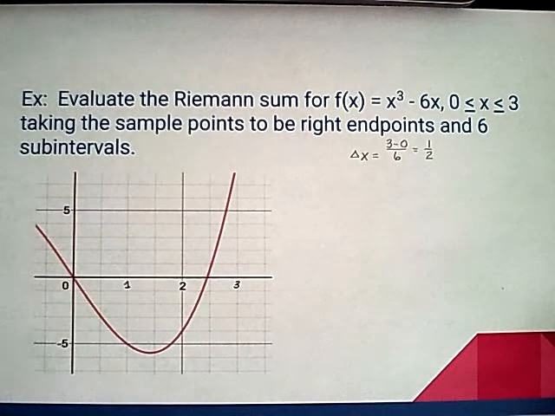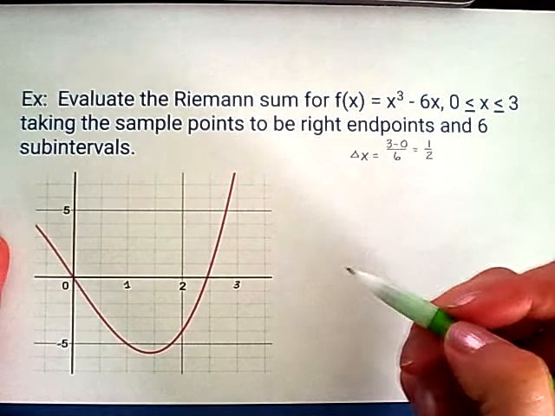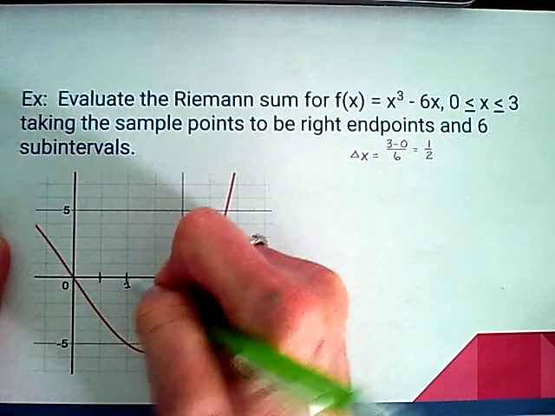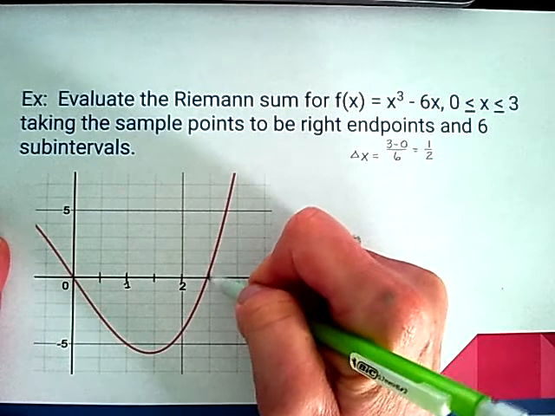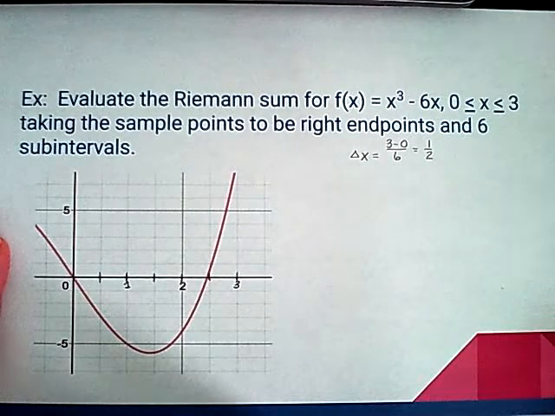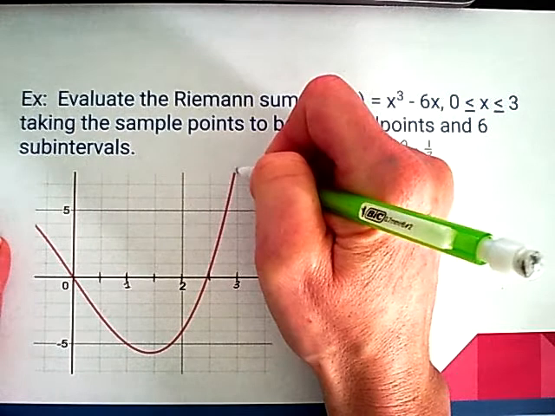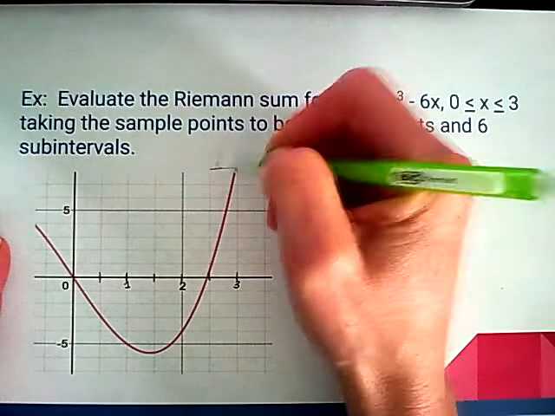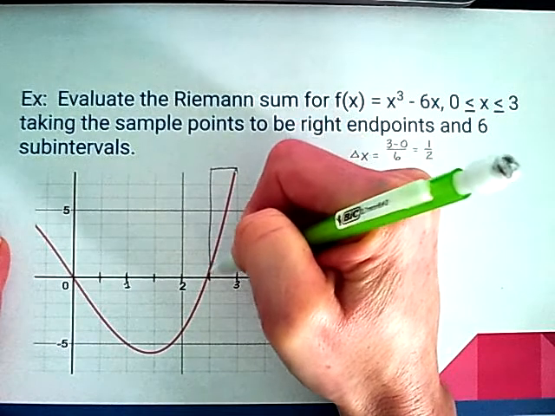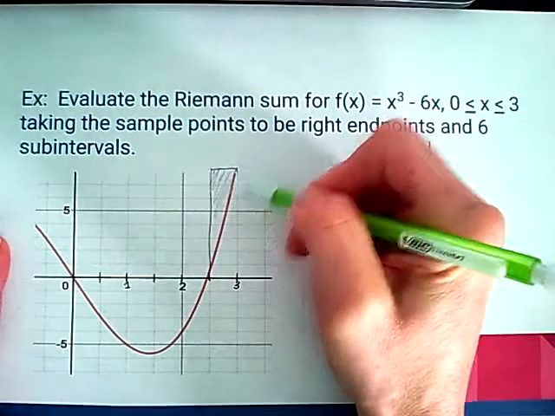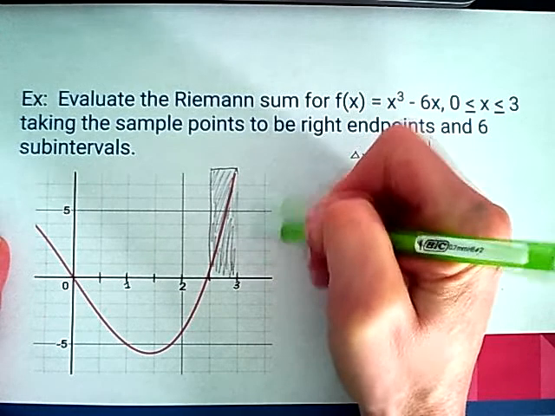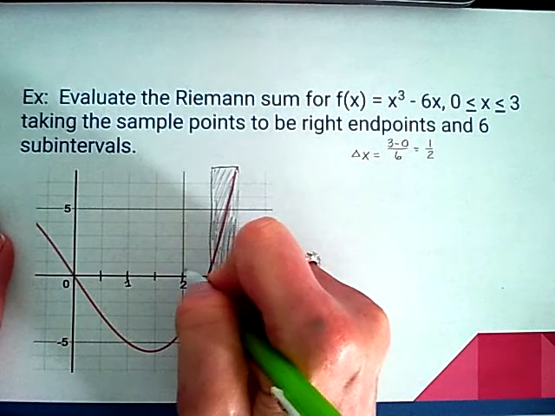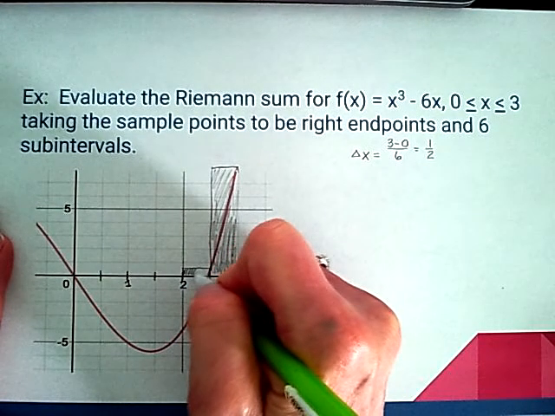So what does that look like on our graph? If I count over every 1/2 rather than every one, I have 1, 2, 3, 4, 5, 6 subintervals. Now just like yesterday, we're going to calculate the height using the right ends of our function. So you can see that first rectangle is indeed above the curve. So that first rectangle is going to be an overestimate. Our second rectangle is also going to be above the curve.